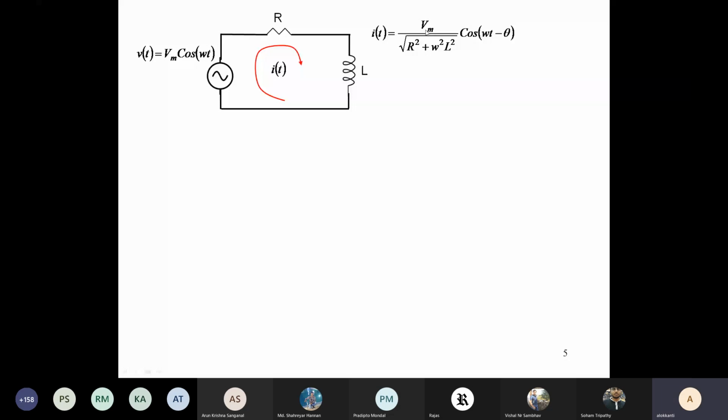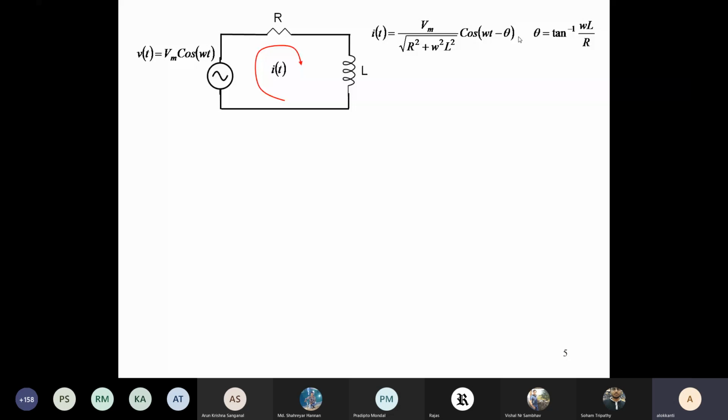Now this cos omega t minus theta: since the voltage is cos omega t, due to this RL effect, there is a generation of current at an angle minus theta from the voltage. So how does it look? Now how do we find this theta? It is found out by tan inverse of omega L by R.